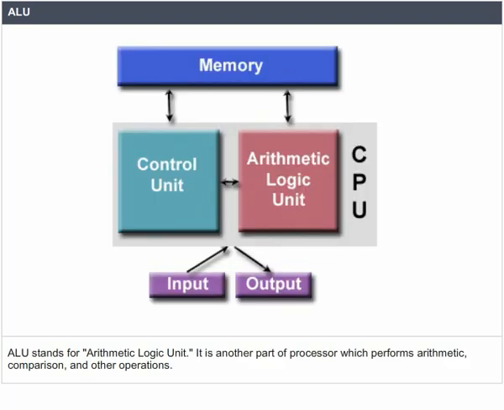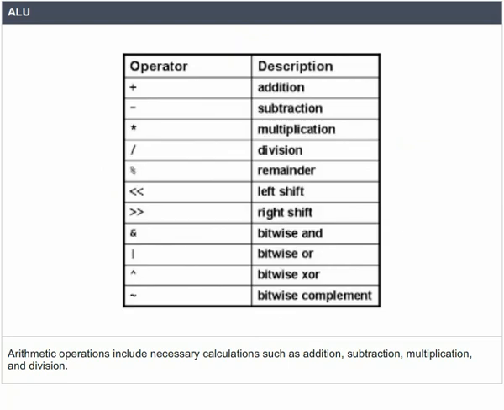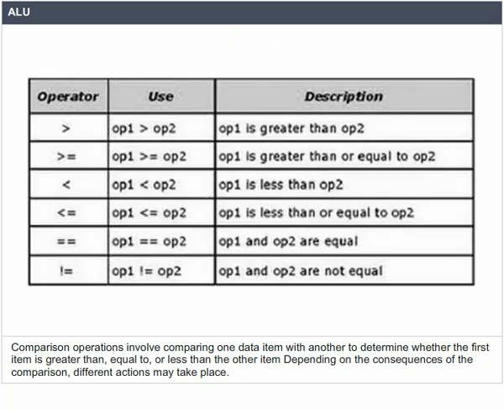ALU. ALU stands for Arithmetic Logic Unit. It is another part of the processor which performs arithmetic, comparison, and other operations. Arithmetic operations include necessary calculations such as addition, subtraction, multiplication, and division. Comparison operations involve comparing one data item with another to determine whether the first item is greater than, equal to, or less than the other item. Depending on the result of the comparison, different actions may take place.